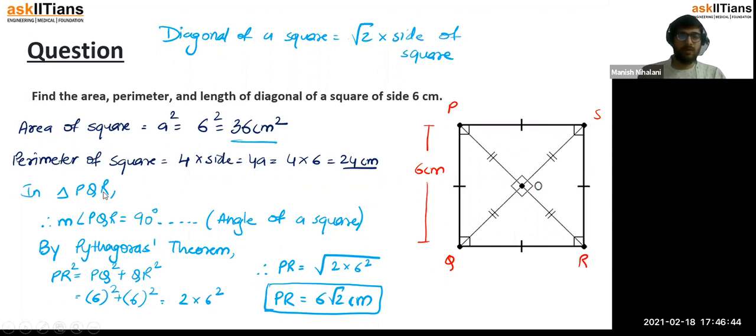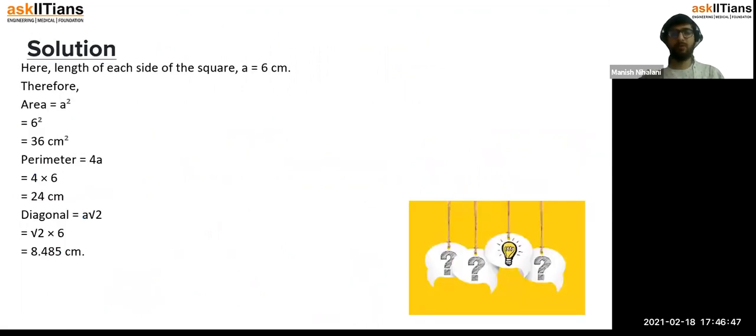Now, these are the answers, 6 root 2. So when you substitute root 2 as 1.414, then you will get this answer. So root 2 is 1.414 units. Root 2 is an irrational number, na? So it keeps on going. It's a non-terminating, non-recurring decimal number. But we can express this in terms of first three digits after the decimal as 1.414, and you can substitute and get the answer as this.